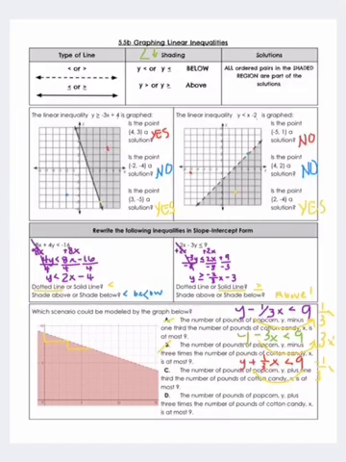So C could be the option, but we're going to check out D just to make sure that we're not missing something. All right, so D is the number of pounds of popcorn, y, plus 3 times the number of pounds of cotton candy is at most 9. If we got the y by itself, that would be a negative 3x, which is not the slope that we want. So we can cross that one out and know that our answer is C.